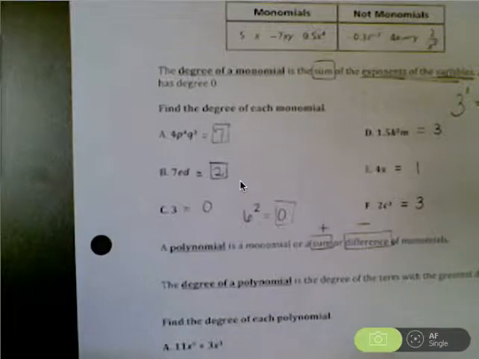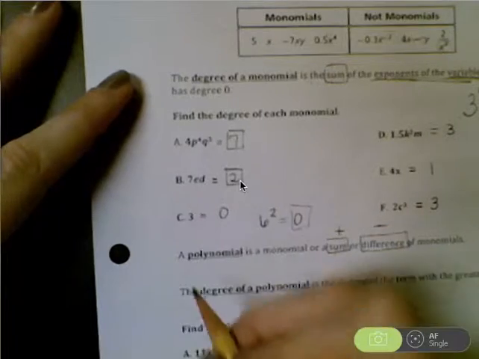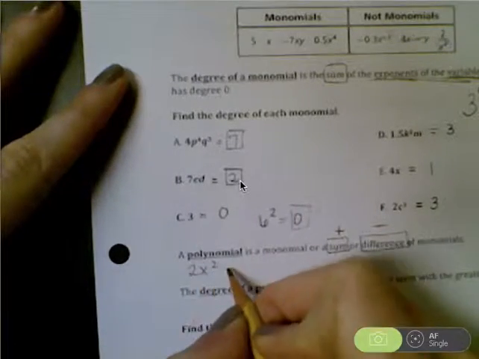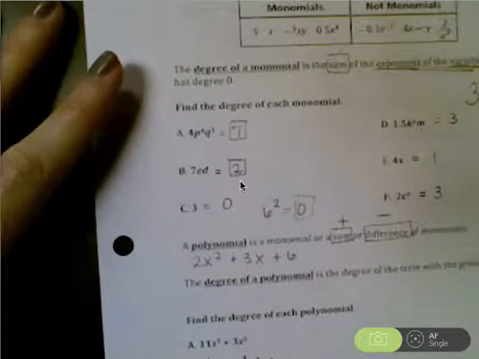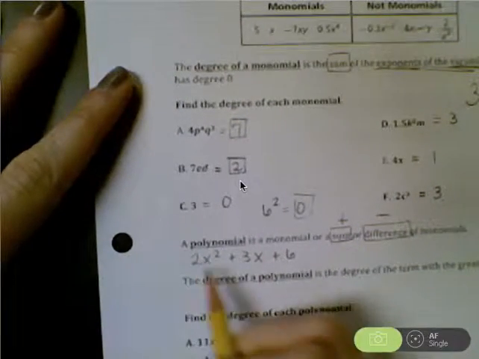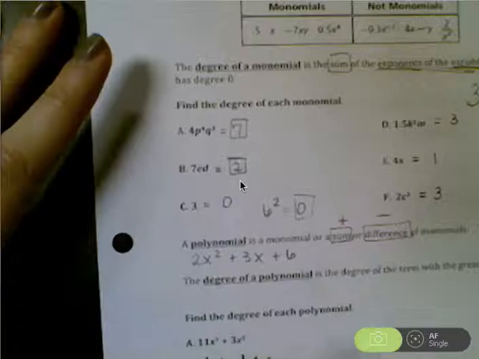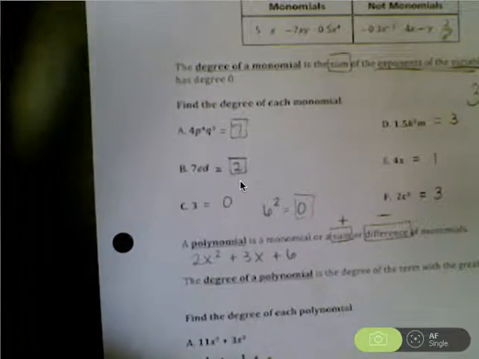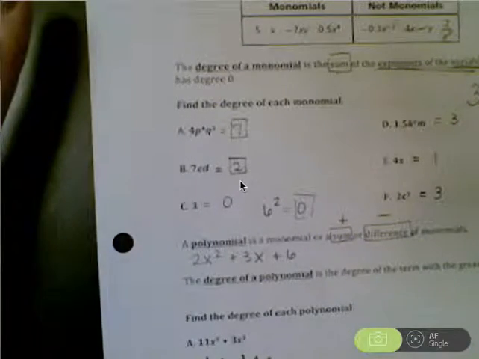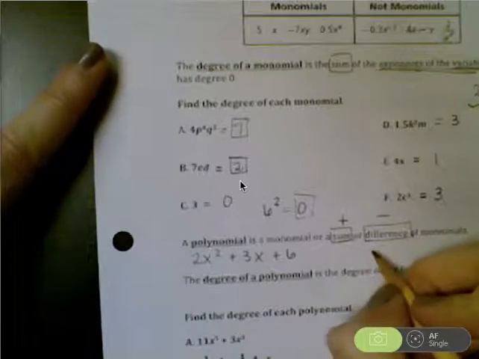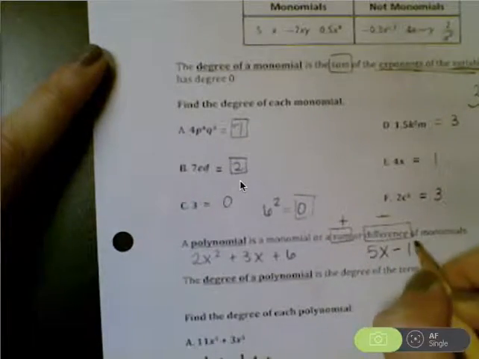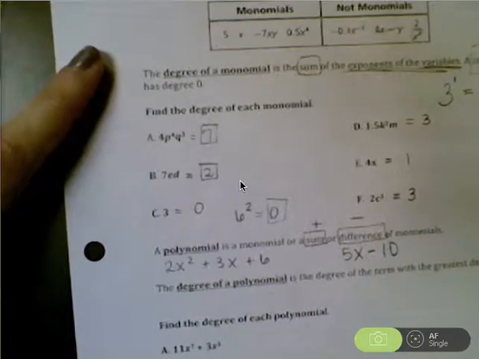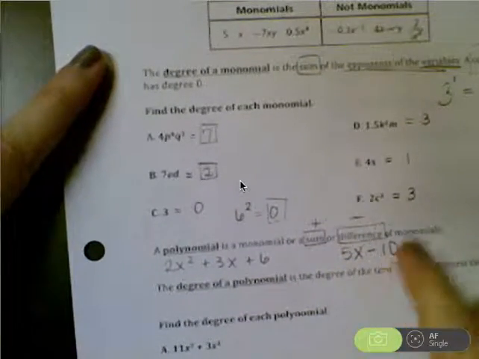addition or subtraction sign. For example, you could have 2x squared plus 3x plus 6. This is 3 monomials, 2x squared, 3x, and 6, being combined together into a polynomial by addition. You could also have 5x minus 10. This is a polynomial because we have 2 monomials combined together with subtraction.